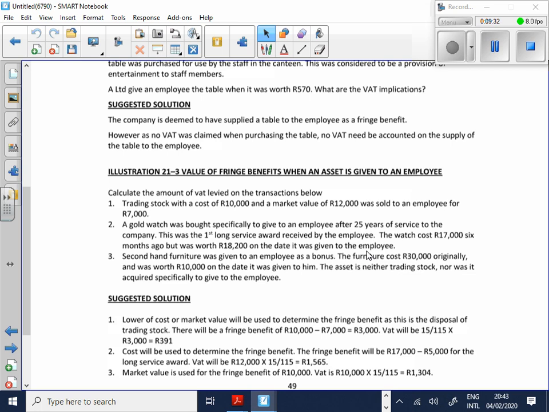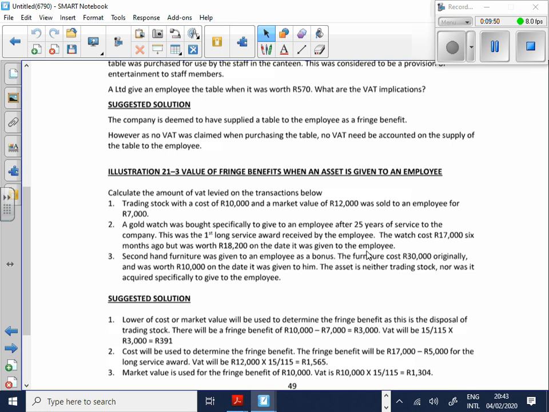No, it's fine. If you're buying it specifically to give as a long service award, it's cost. Guys, second-hand furniture is given to an employee as a bonus. The furniture cost 30 originally and was worth 10,000 the date it was given to him. The asset is neither trading stock nor was it acquired specifically to give to the employee.